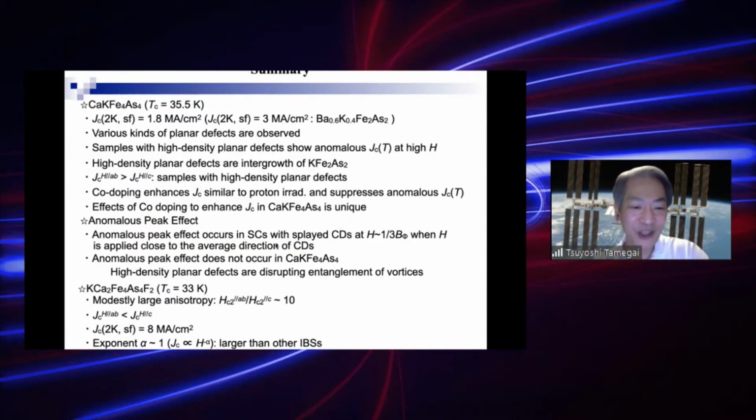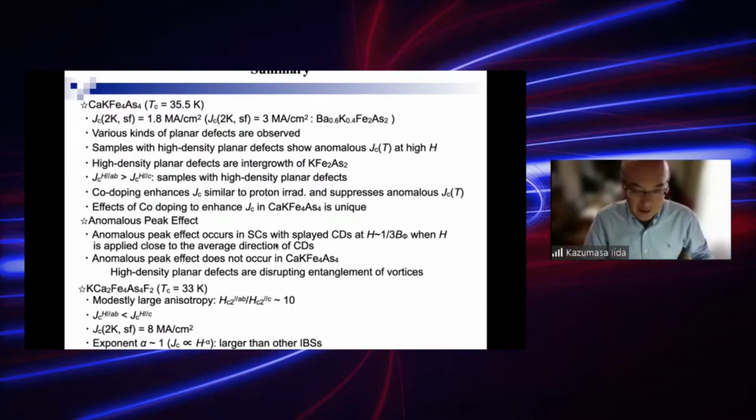Actually, I showed you two kinds of TEM image. The initial one and the later high resolution one. The last one was measured 1 year after. In that period, the defect structure didn't change at all, and also the Jc value was almost the same. So it is very stable.